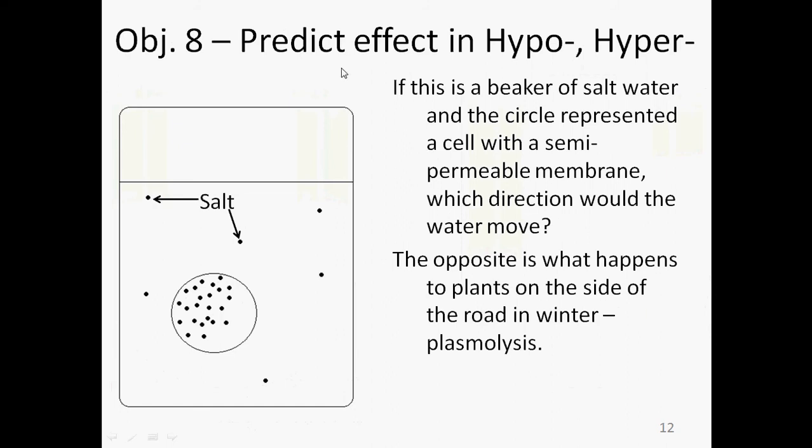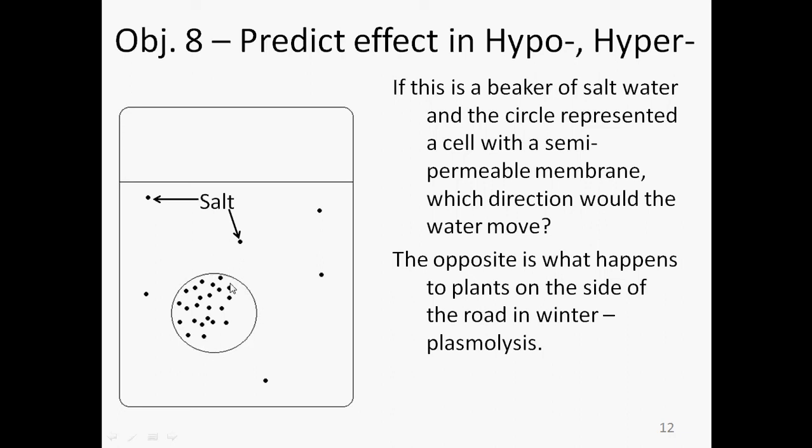Objective 8 is about predicting the effects of hypertonic and hypotonic solutions. So let's say this beaker here is sitting in salt water, or is salt water. The little particles here are salt particles. On the inside we have a cell. That is a semi-permeable membrane. Again, the definition of semi-permeable membrane, simply, it allows some things in and not others.